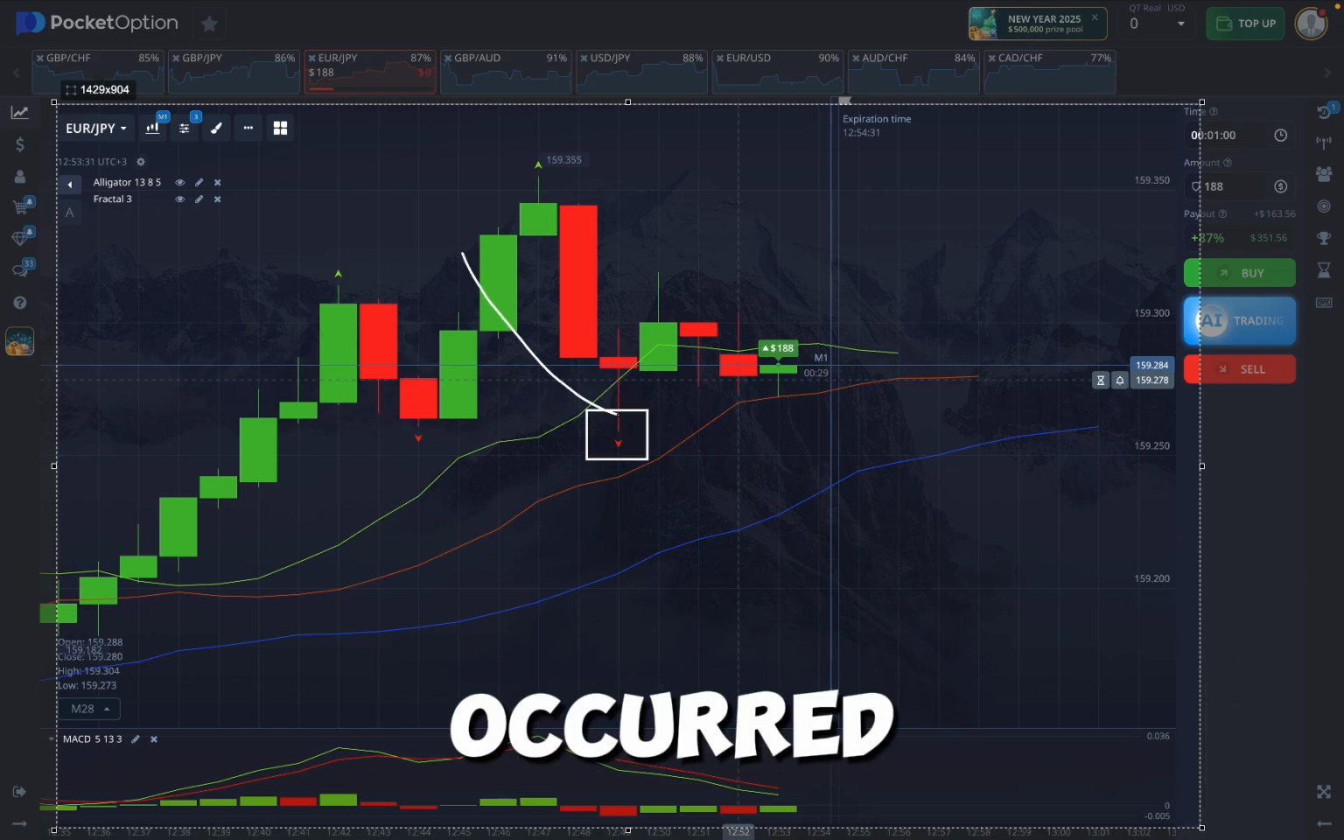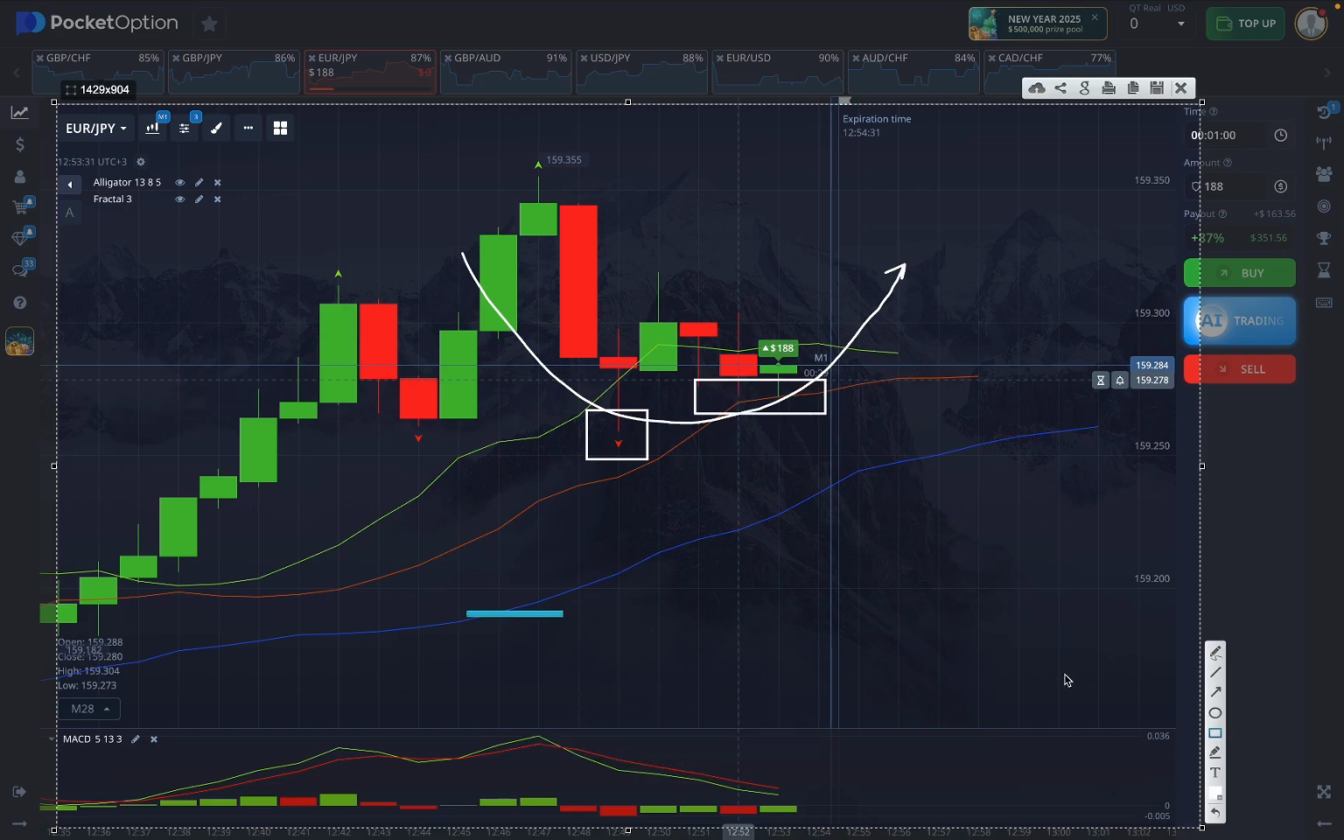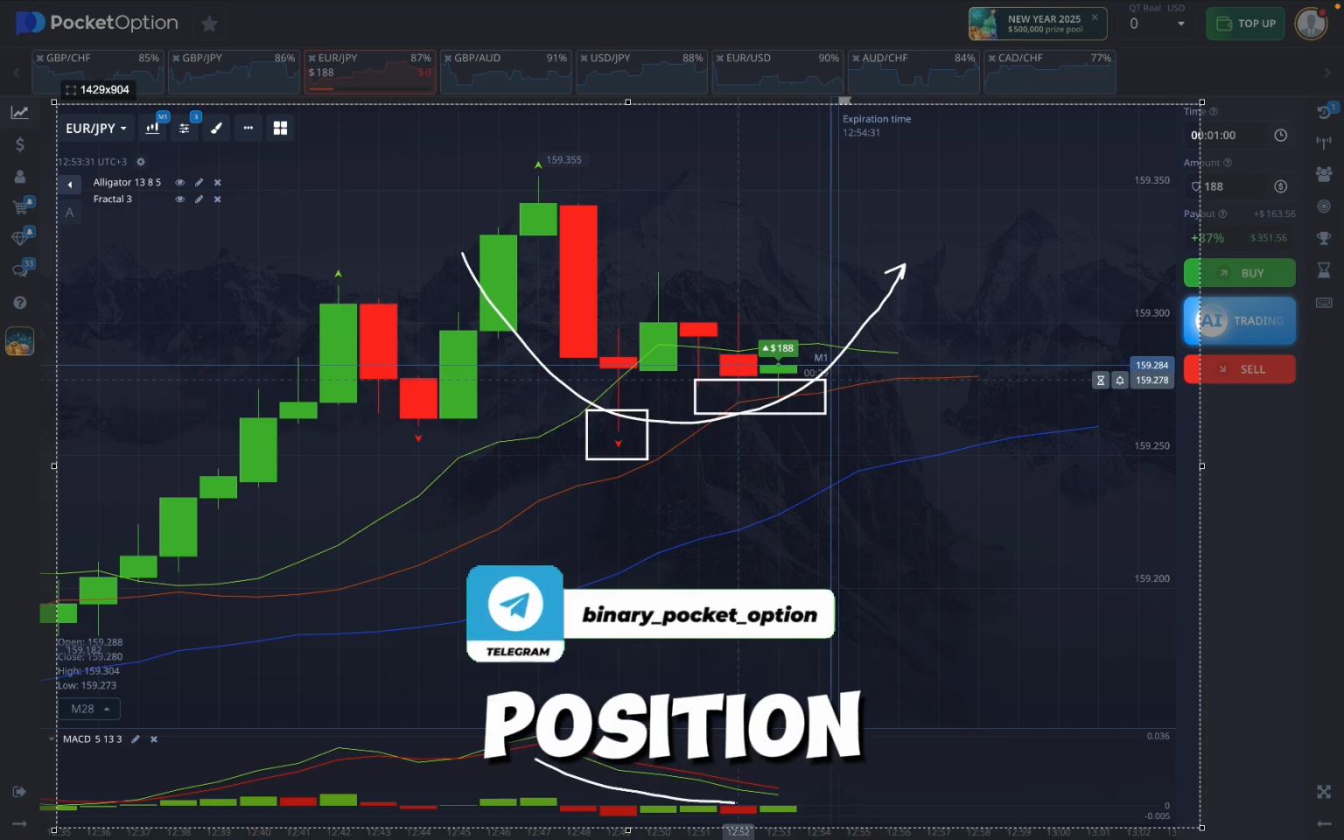A touchdown has occurred here. The moving line is above the average, and we have a good uptrend, so we will open a trade on the upside. Let's look at the result of our second position.